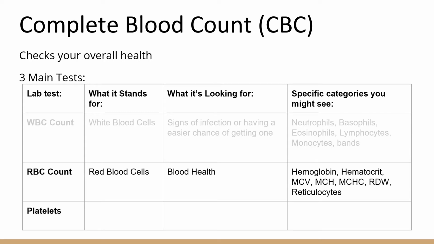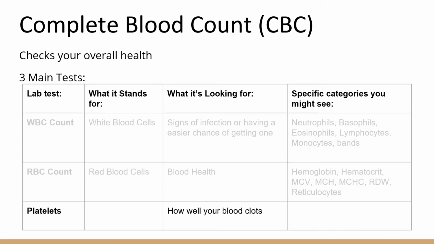This slide focuses on the RBC count, also known as red blood cells count. This part of the CBC is looking for your blood health. The specific categories you will see under your RBC count include hemoglobin, hematocrit, MCV, MCH, MCHC, RDW, and reticulocytes. These are all ways of describing the health of your red blood cells. The CBC also measures your platelets. This test is looking at how well your blood clots.